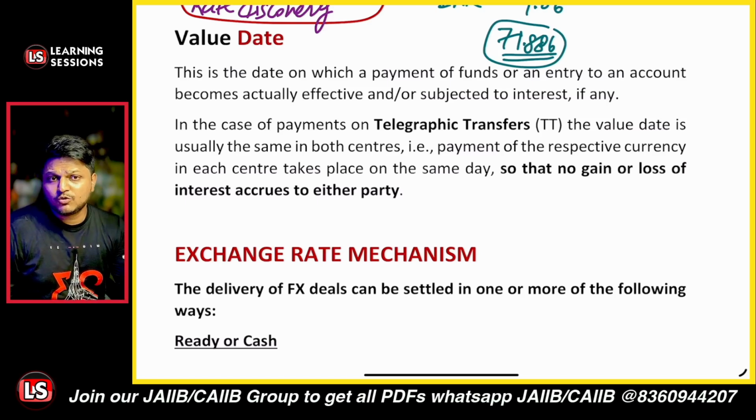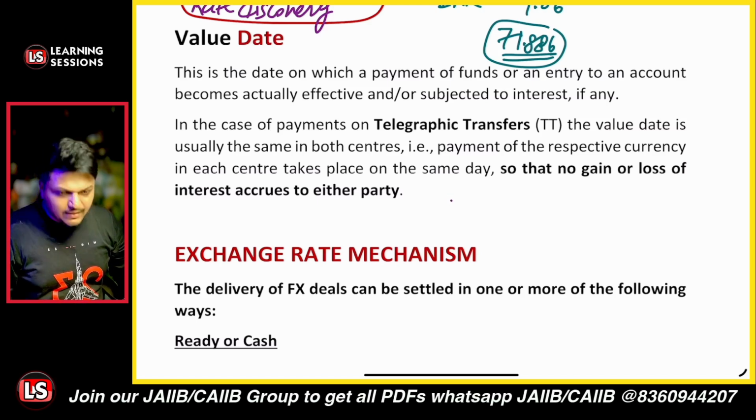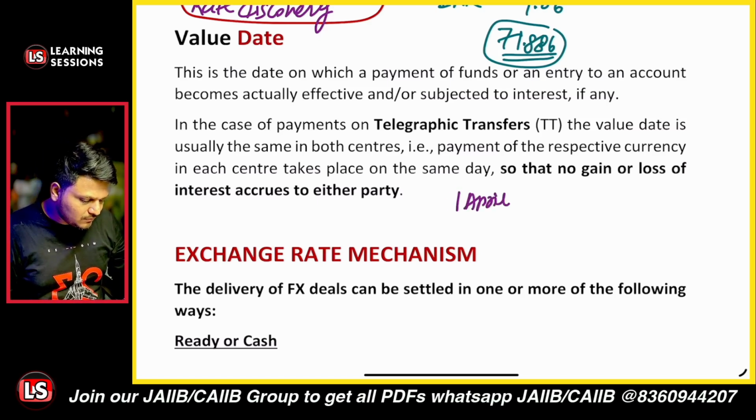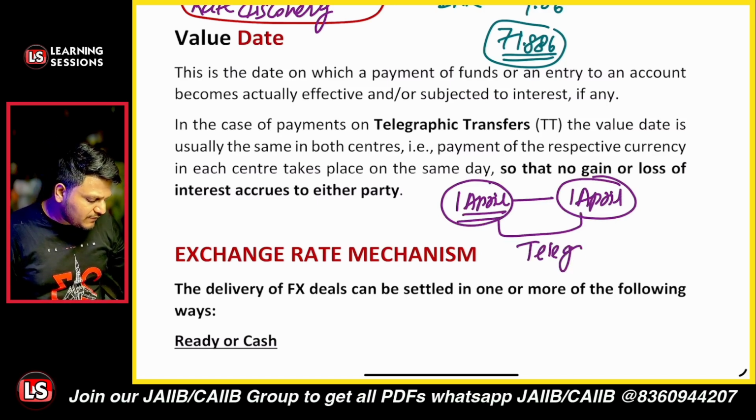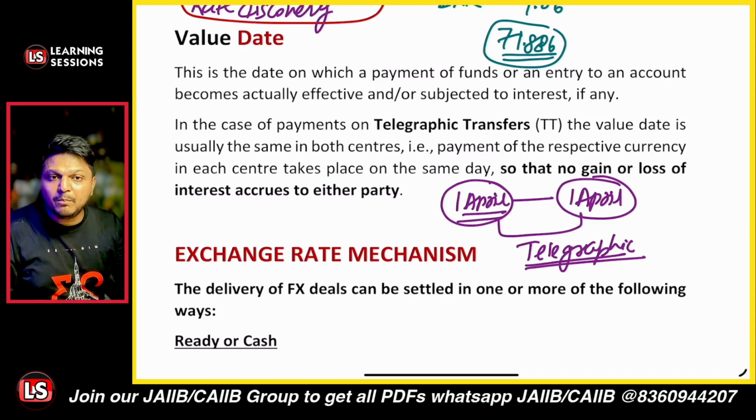In the case when the value date and the settlement date are the same in both centers, that is, I transacted today and it got settled today itself, then it is a telegraphic transfer, or we simply say a TT transaction. Let's say today it's the 1st April, and the transaction got settled today and also got reflected in the account of the other party today itself. Then it is a telegraphic transaction. But if it is not reflecting in the books at both centers on the same day, then it is a bills transaction. Getting it?